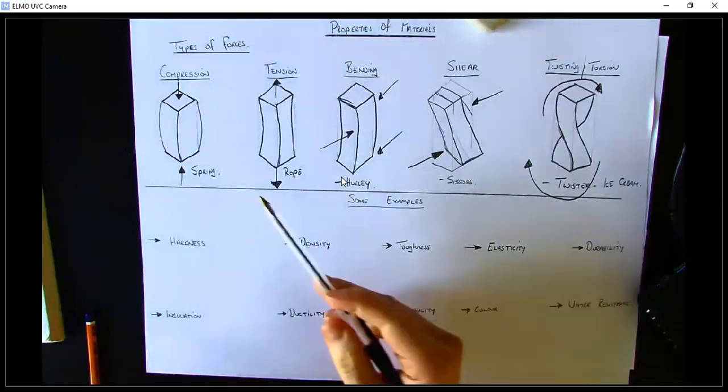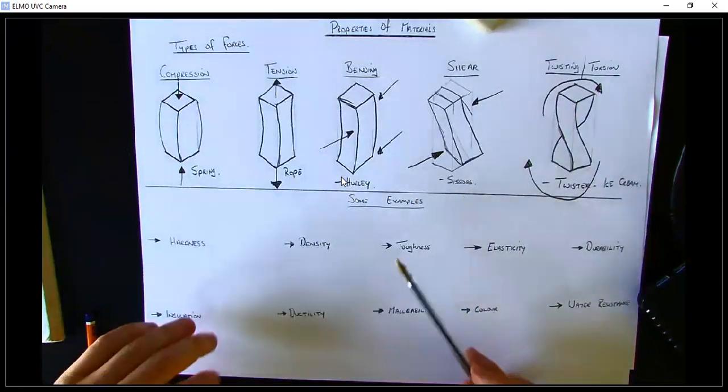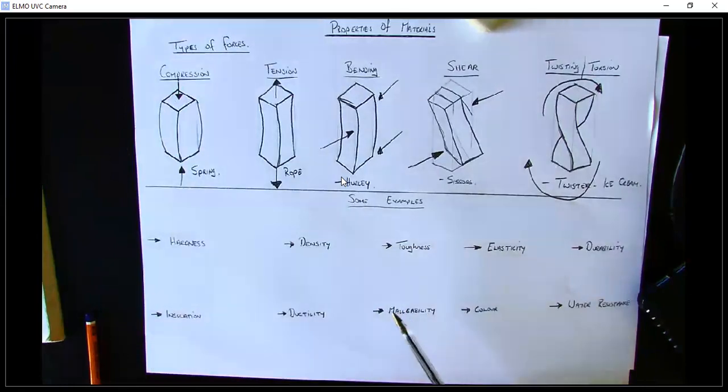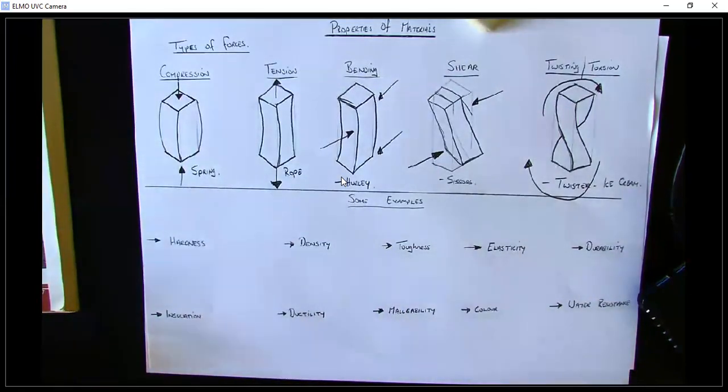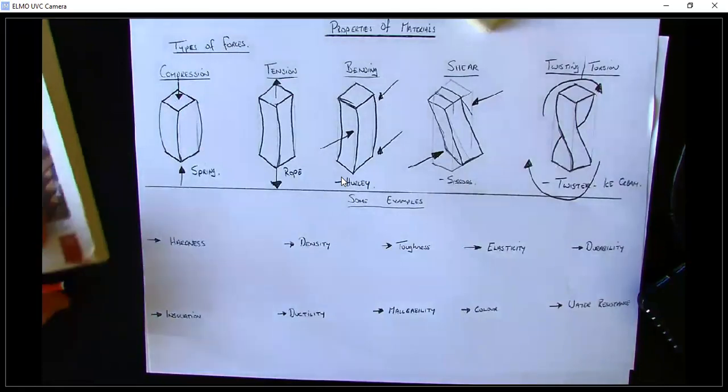All right, so we've looked at types of forces. Now we're going to look at some examples of properties of materials. Okay, so on this, we're going to focus in on 10 different properties that will be common enough to us. All right, and 10 different properties that are going to be important in woodwork, metalwork, or even construction. All right, so the first one is going to be hardness.